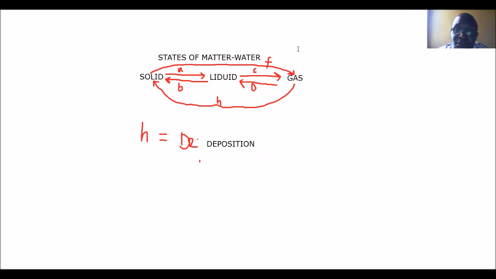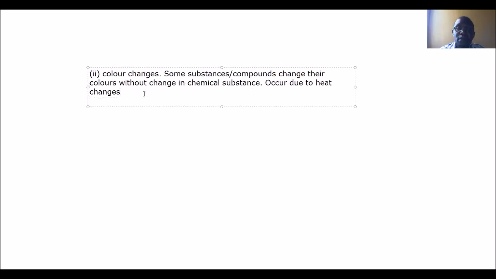So these reversible physical changes will also involve change in color of compounds or substances. And remember, these physical changes will only occur when there is change in temperature. Either you raise the temperature or you lower the temperature, then you will be able to make observations. Color changes of compounds or substances are another example of a reversible physical change. And as I have said, the changes will occur due to temperature changes.